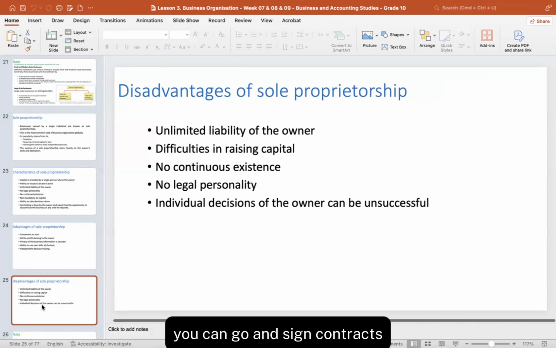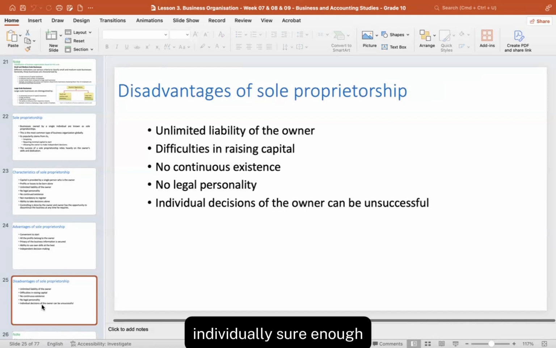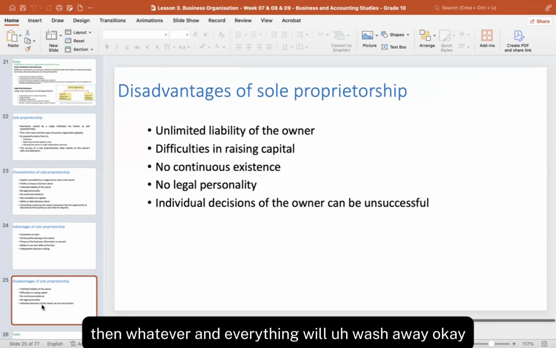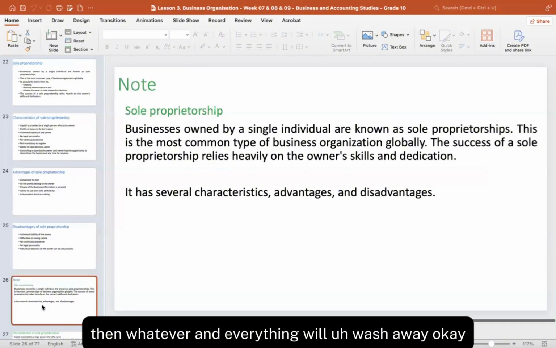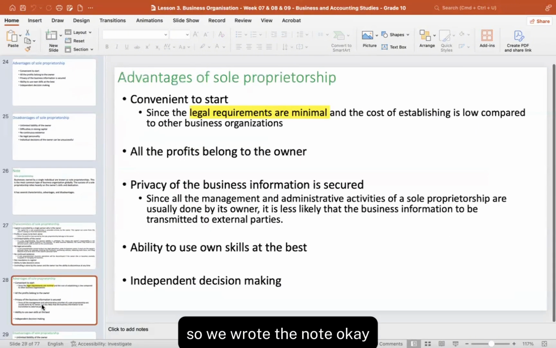You can go and sign contracts. නීතිය ඉදිරියේ පුද්ගලයෙක් විදිහට පෙනී හිටින්න බෑ. Individual decision of the owner can be unsuccessful. Sometimes, let's say you did something wrong or your decision was not successful, then what happened? Everything will wash away. Okay, so we wrote the note.